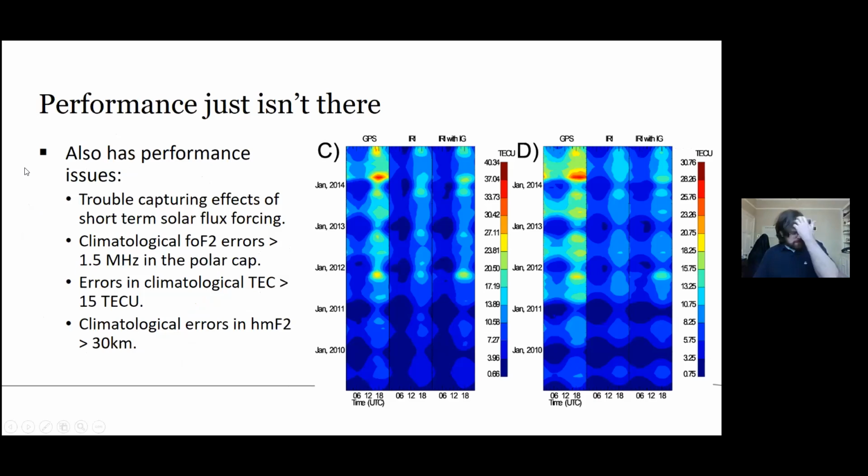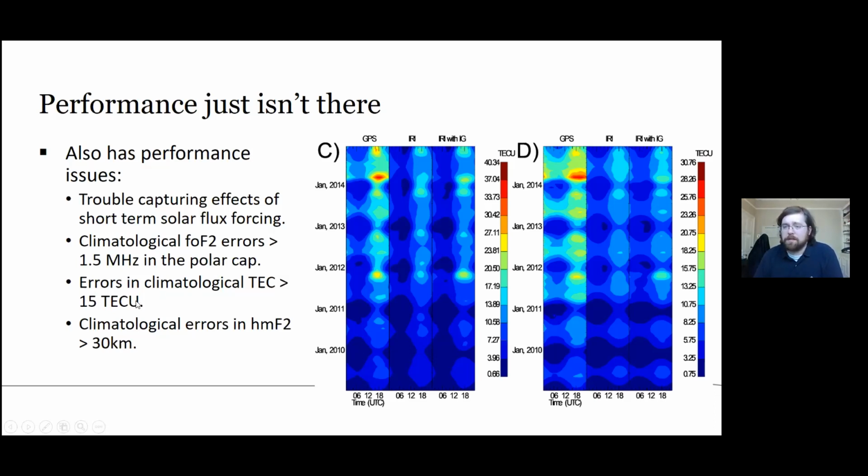But the biggest problem, those are all kind of quality of life things you might be able to get around, is that ultimately the IRI doesn't meet our performance requirements. Within the polar cap, we have errors in climatological foF2 in excess of 1.5 megahertz. And that exceeds our minimum threshold that we need in order to meet the requirements of the client. So IRI is out.